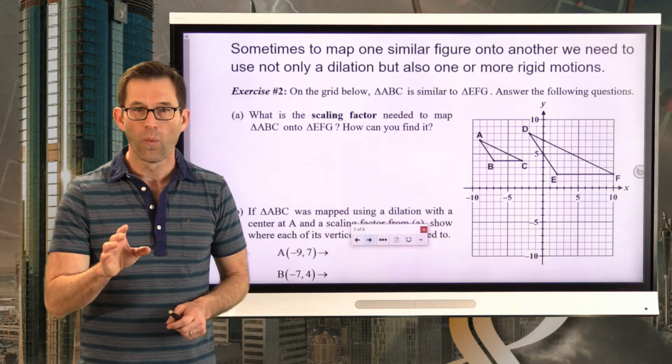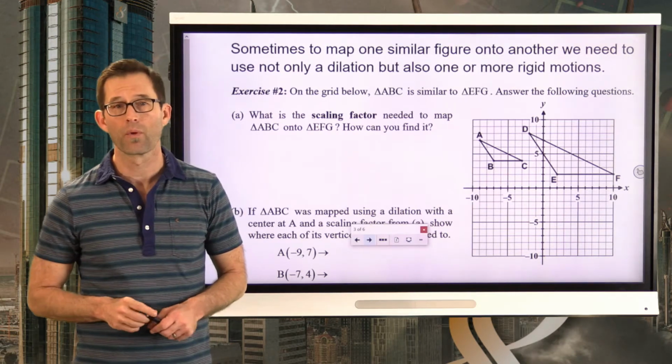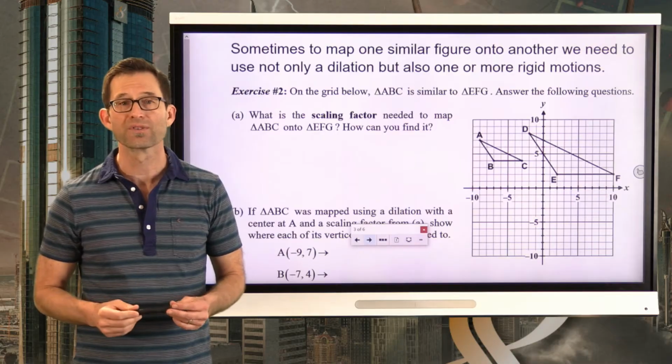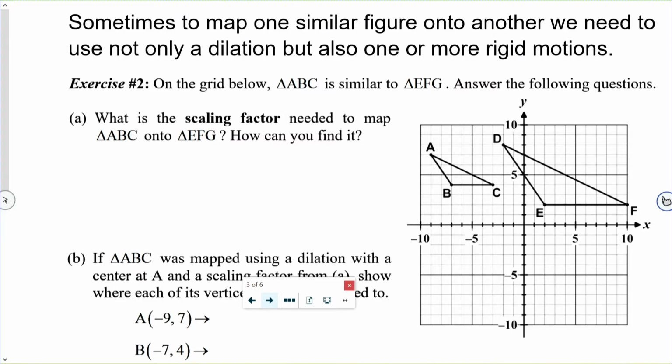Sometimes to map one similar figure onto another, we need to use not only a dilation, but also one or more rigid motions. Let's see how that works in the coordinate plane in exercise number 2. On the grid below, triangle ABC is similar to triangle EFG. Answer the following questions. Letter A, what is the scaling factor needed to map ABC onto EFG? How can you find it?